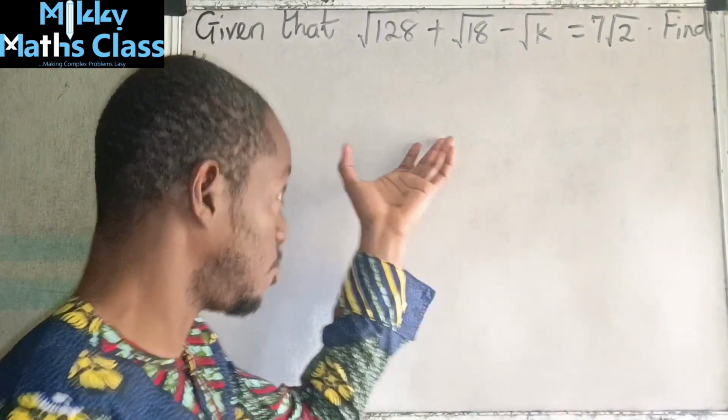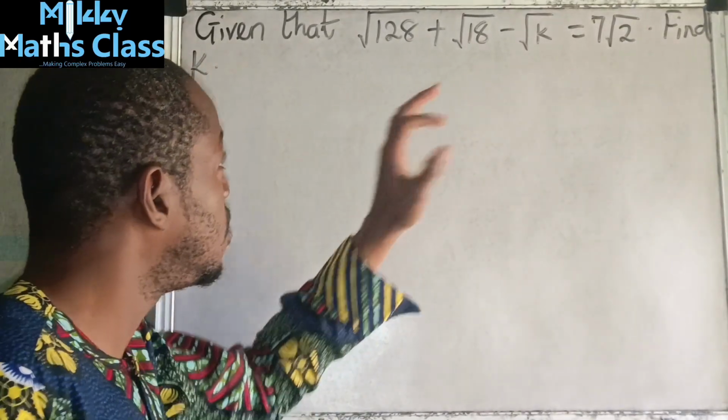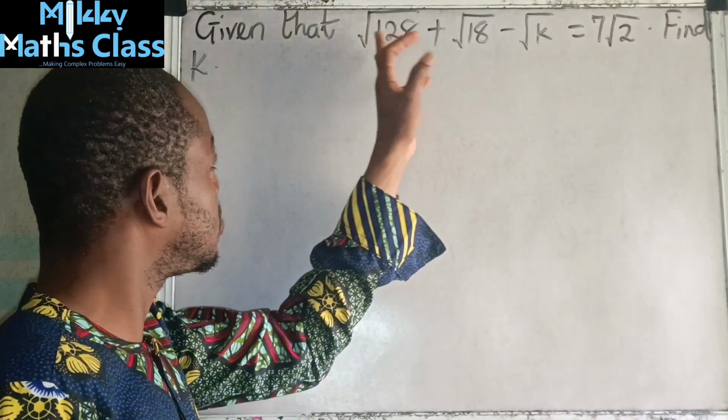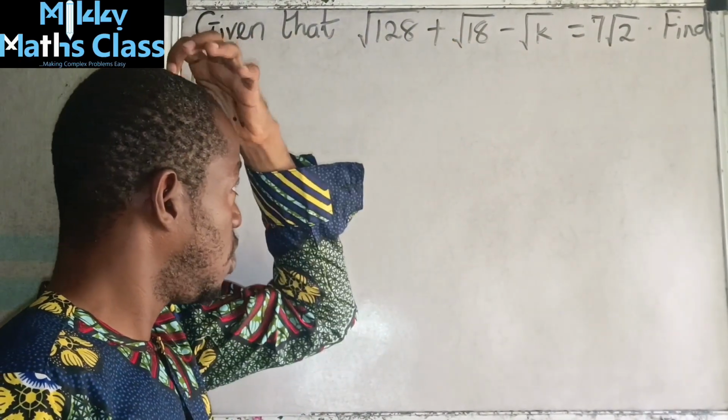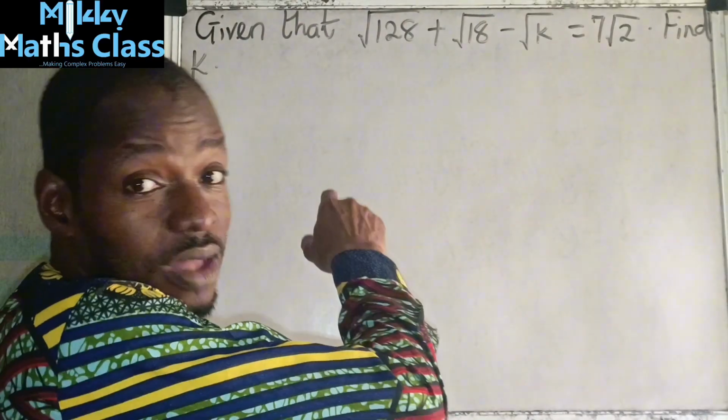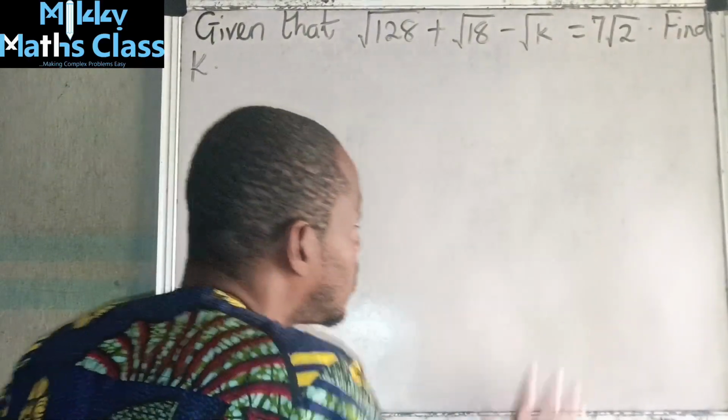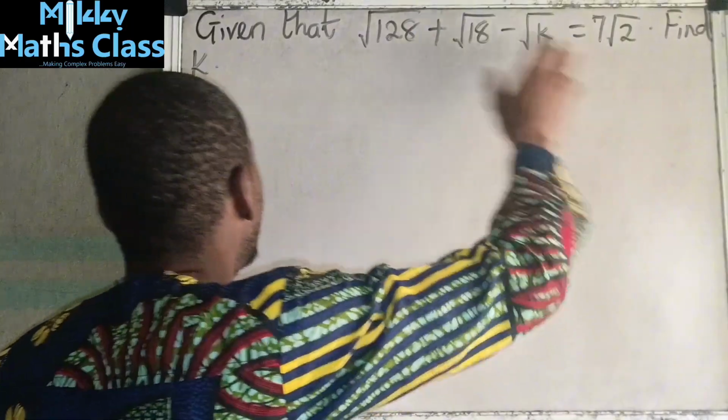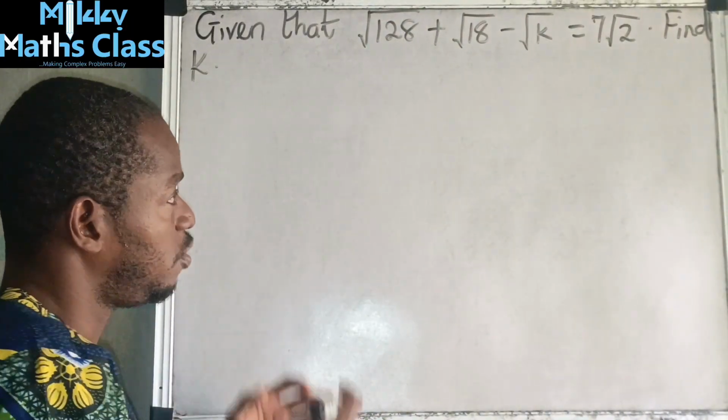A very simple surd equation. Given that root 128 plus root 18 minus root k is equal to 7 root 2, find the value of k.